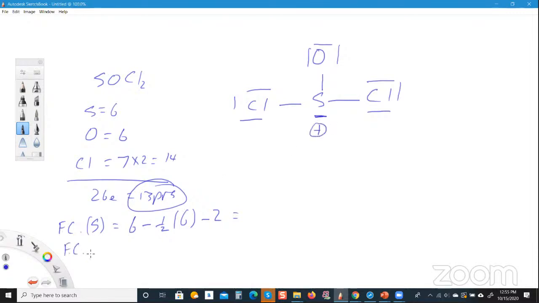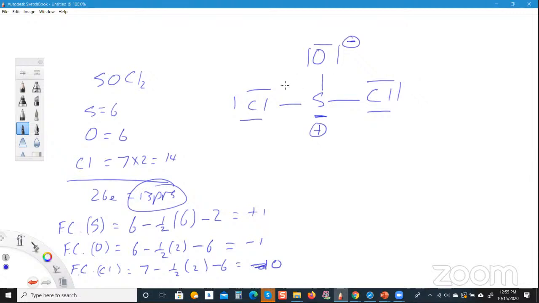And then we do the same thing for the oxygen. 6 minus half of 2 minus 6. And that would be minus 1. And then finally, in the case of chlorine, it will be 7 minus half of 2 minus 6, and that gives you 0, right? So basically, the oxygen has a minus 1 charge. There are no charges on the chlorine, and the sulfur has a plus 1 charge.